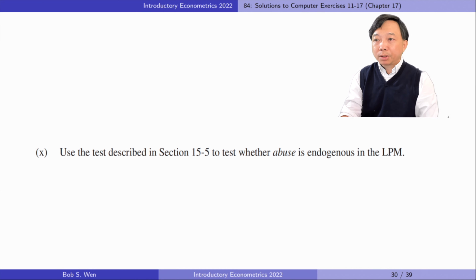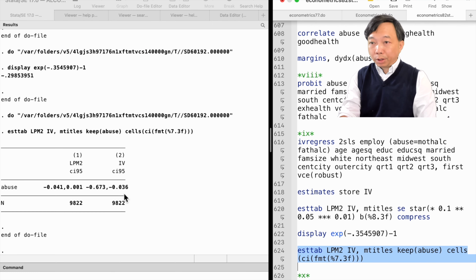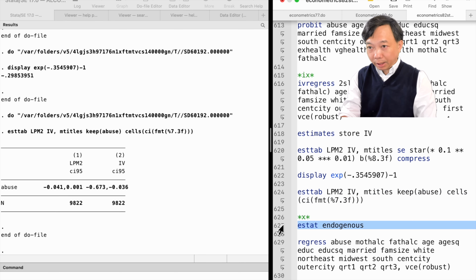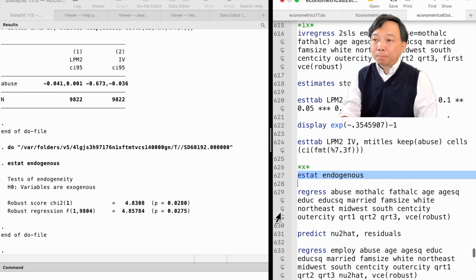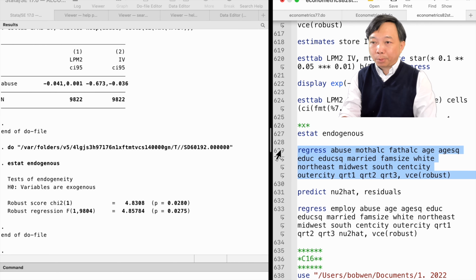In Part 10, use the test described in section 15.5 to test whether abuse is endogenous in the linear probability model. We use the estat endogenous command to test for the endogeneity. The p-value is 0.03. We reject the null hypothesis that the variable is exogenous and conclude that alcohol abuse is indeed endogenous. We can also perform the endogeneity test manually, as described in the textbook.